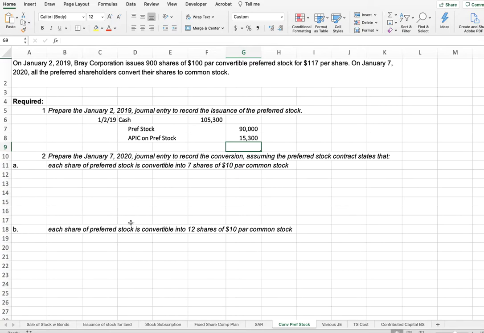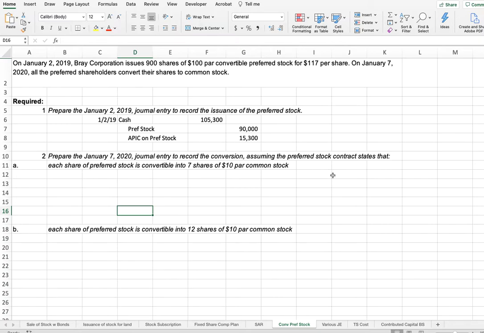Then we have part 2 here. Prepare the January 7th, 2020 journal entry to record the conversion, assuming the preferred stock contract states that each share of preferred stock is convertible into 7 shares of $10 par common stock. So when we convert it, we're going to eliminate this preferred stock and additional paid in capital account, and then replace it with common stock.